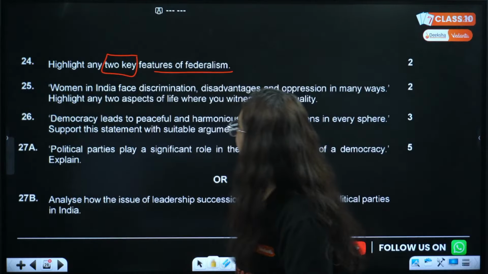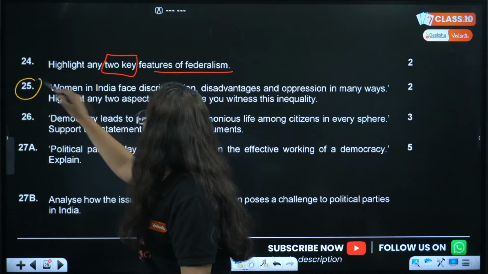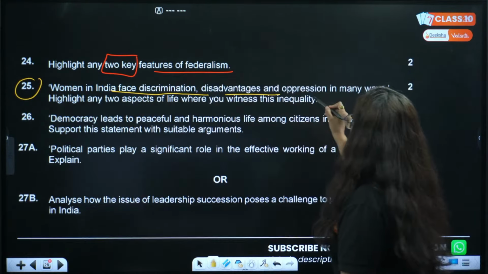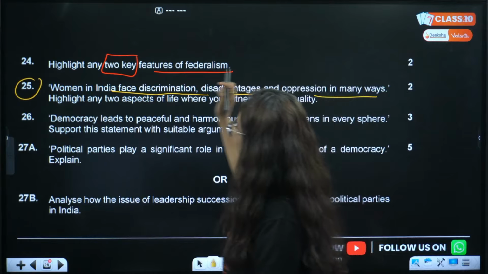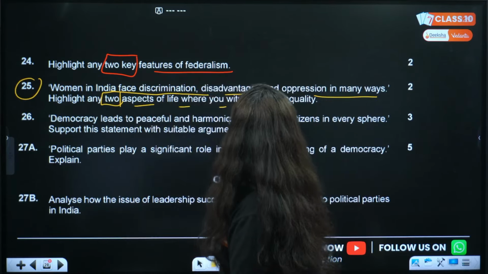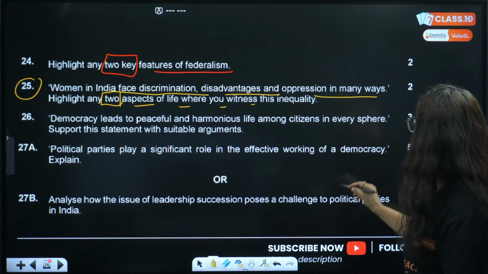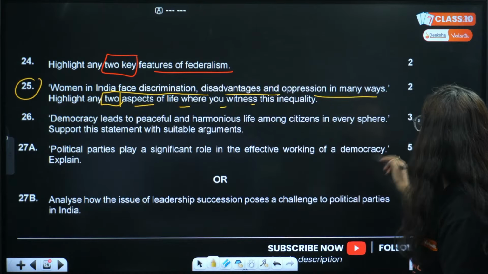Next question is, women in India face discrimination, disadvantage and opposition in various ways. Highlight any 2 aspects of life where you witness the inequality. See, this is again for 2 marks. So we know the 5 points, but we will be writing it as per 2 marks. This will be the answer for question number 25. You will write the intro.